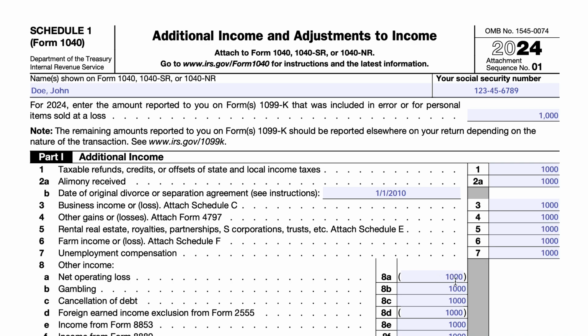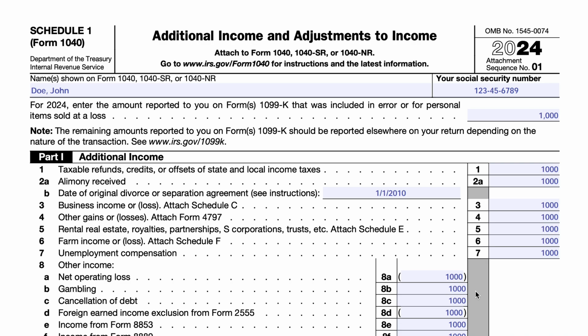Gambling income on line 8B, you would most likely receive a Form W-2G that would report your gambling income. You can report gambling losses, not on Schedule 1, but on Schedule A. You would have to itemize losses on Schedule A to be eligible for any gambling loss deduction. And you can only report a gambling loss up to the amount of your gambling profit.